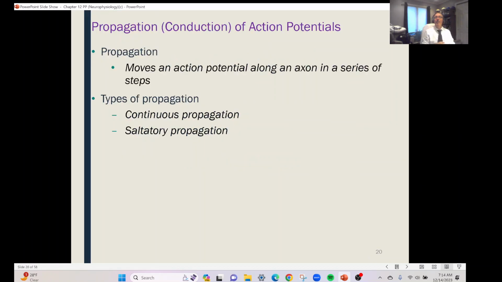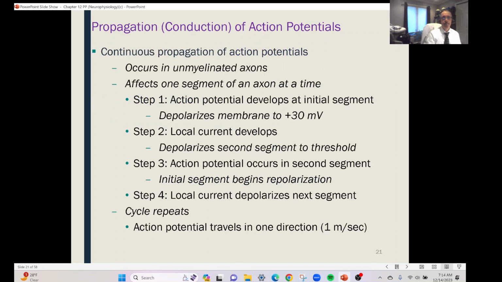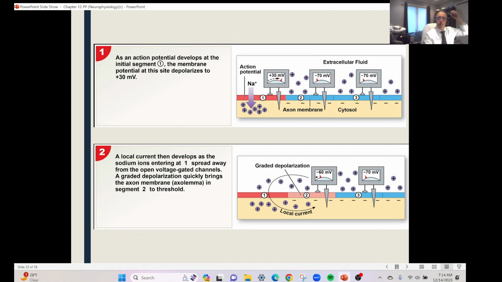So propagation basically is going to move the action potential along the axon in a series of steps. There's two types we're going to look at. We're going to take a look at continuous conduction first, and then the second one will be saltatory. So let's actually skip the words for a moment and let's go to a picture.